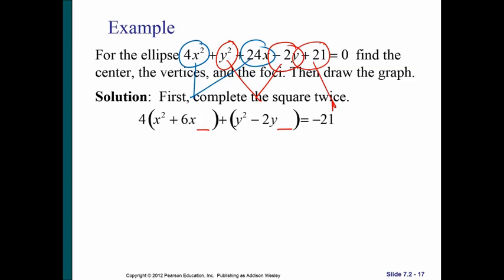What goes in the first blank? 9. So we're going to add 36 over on this side. And now move to the y. What goes in the blank? 1. So you say plus 1. So we're going to add 1 over on this side. So this whole thing's going to equal 16.